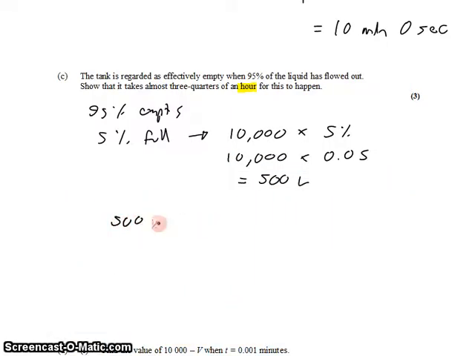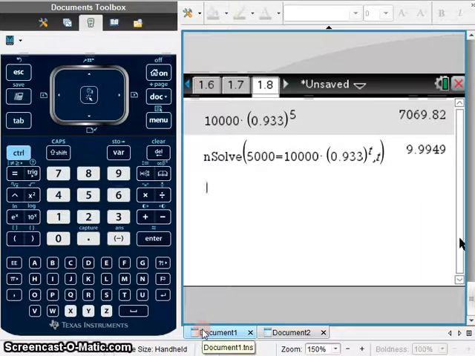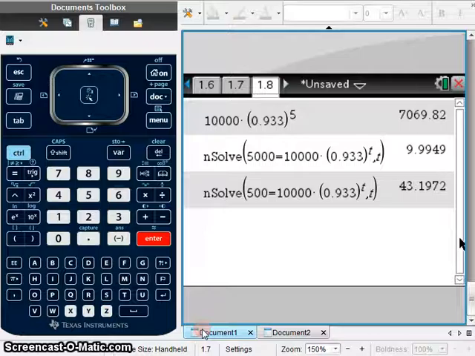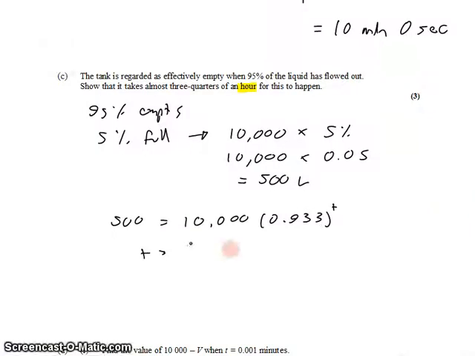So 500 liters is equal to the initial amount, 10,000 liters, times 0.933 to the power of t. How long does that take? Well, again, let's use our calculator. Let's make life easy. We can continue to make life easy by just modifying the equation we made before. We don't want it to be 5,000, we want 500. Solve for t. It takes 43.2 minutes.